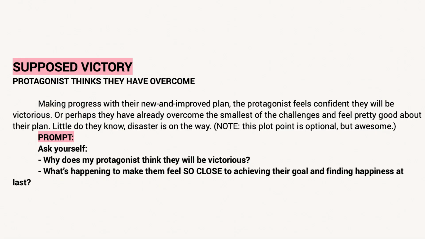First, right before the disaster plot point, we have an extra plot point that's kind of optional, and it is the supposed victory. Protagonist thinks they have overcome. Making progress with their new and improved plan, the protagonist feels confident they will be victorious. Or perhaps they have already overcome the smallest of the challenges and feel pretty good about their plan. Little do they know, disaster is on the way. Note, this plot point is optional, but awesome. Prompt, ask yourself, why does my protagonist think they will be victorious? What is happening to make them feel so close to achieving their goal and finding happiness at last?